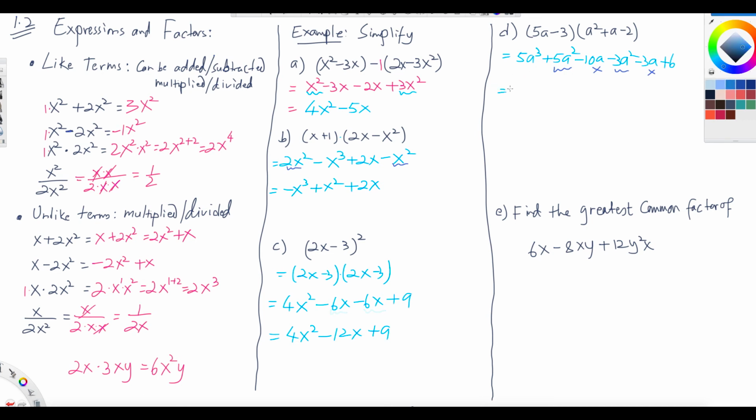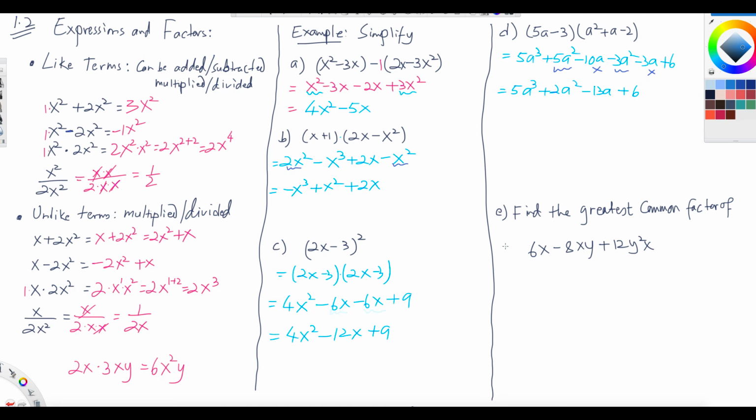So the highest exponent term is 5a cubed. You write that. 5a squared minus 3a squared is 2a squared, right? 5 minus 3 is 2a squared. -10a minus 3a is -13a, right? And then plus 6. That is the final answer.